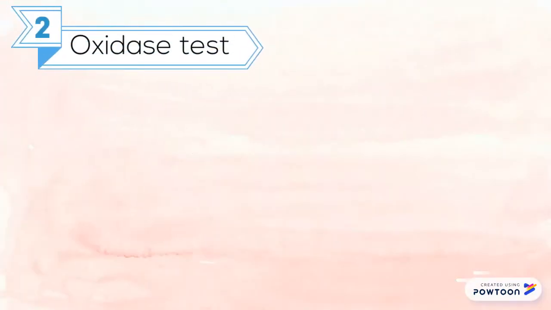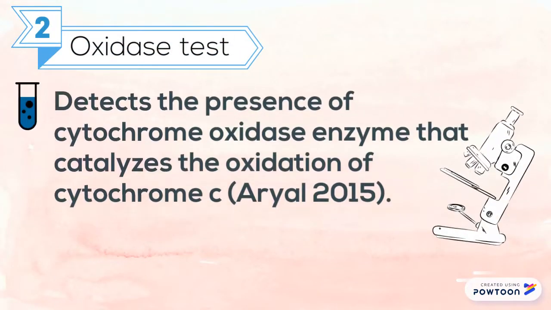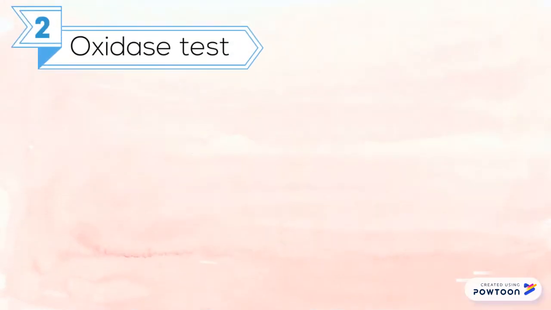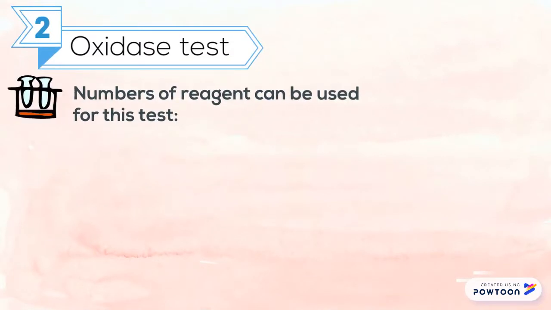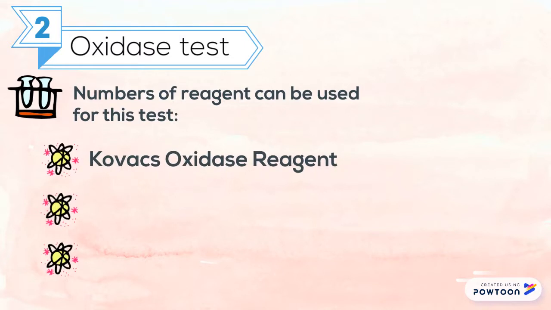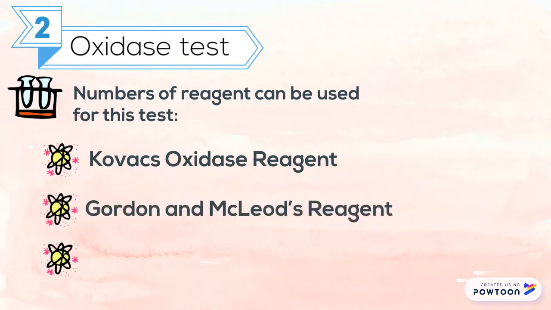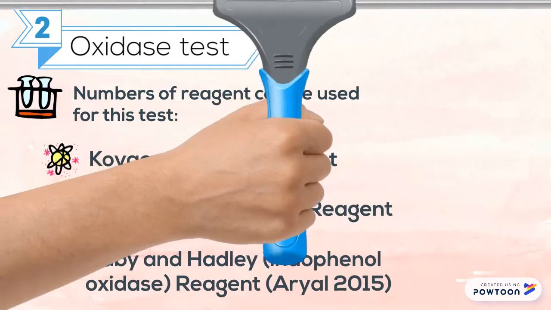Next is the oxidase test. The oxidase test detects the presence of the cytochrome oxidase enzyme that catalyzes the oxidation of cytochrome C. In this oxidase test, a number of reagents can be used, such as Kovacs oxidase reagent, Gordon and McLeod's reagent, and Gaby and Hadley reagent.